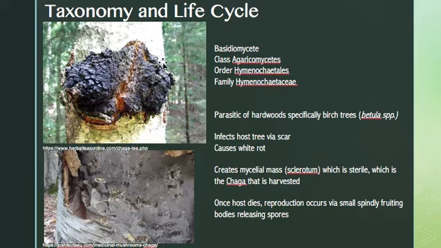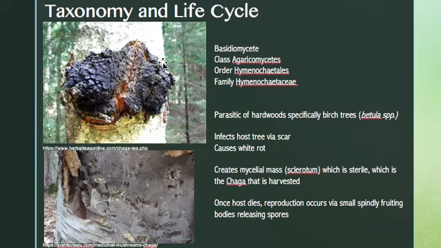This growth will sometimes produce asexual spores called chlamydospores, and that can aid in spreading the disease throughout the host tree. However, they are not part of reproduction. Once the host tree dies, which can be 40 some years later, since chaga has a very long life, it can be 20 to 40 years in the host tree, just depending, that is when the fruiting bodies will emerge.